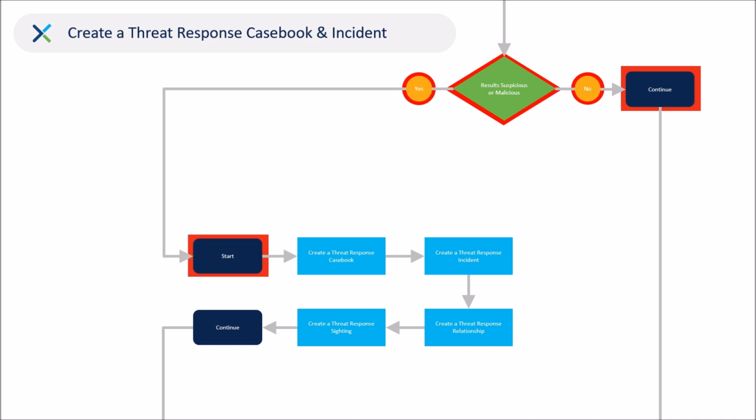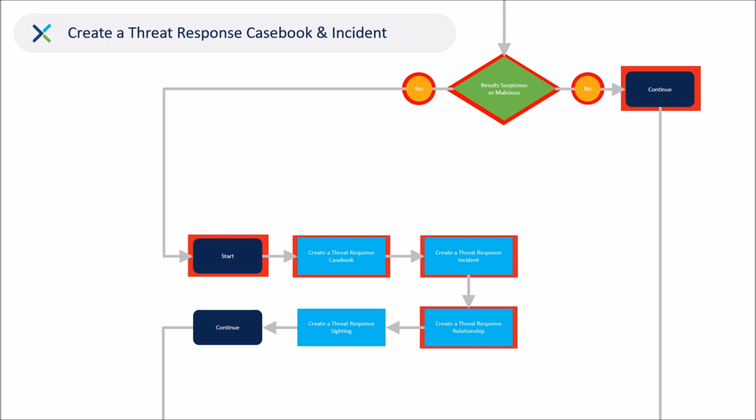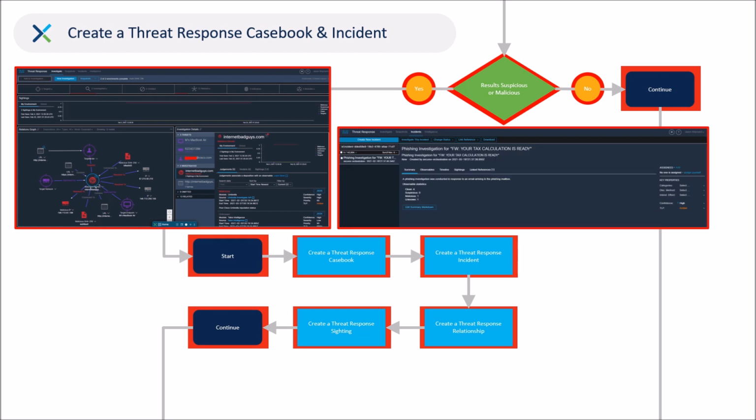If it's yes, now we'll go ahead and start this process, right? We'll create a threat response casebook. We'll create a threat response incident. We'll create a threat response relationship and then a threat response sighting. And so this is what it looks like. So this is the threat response relationship elements.